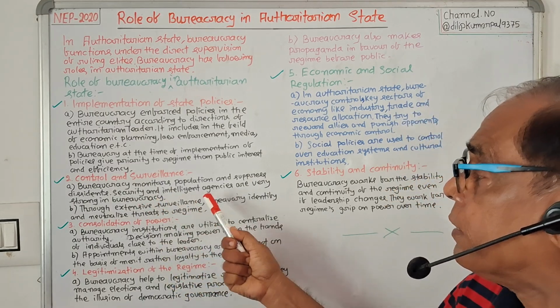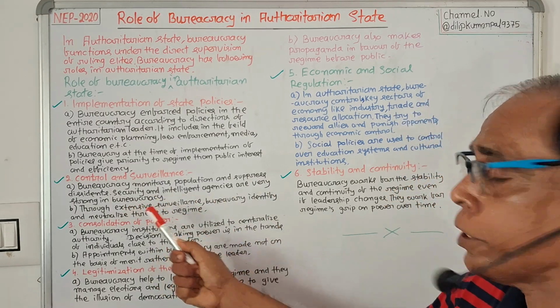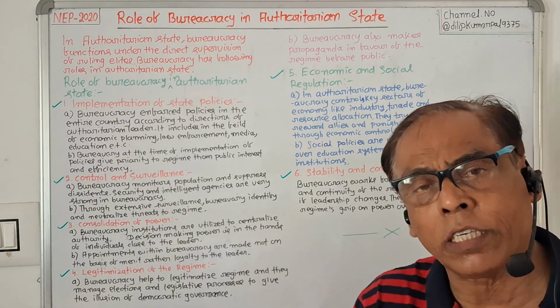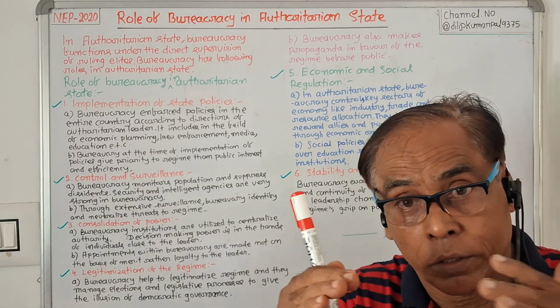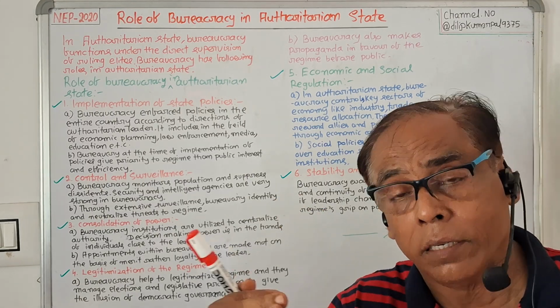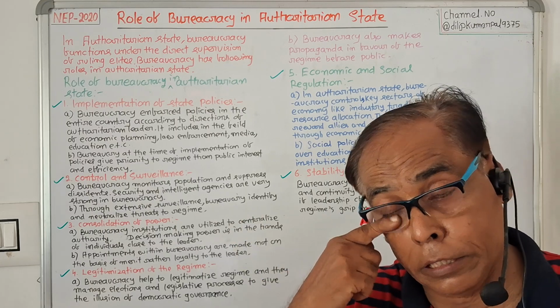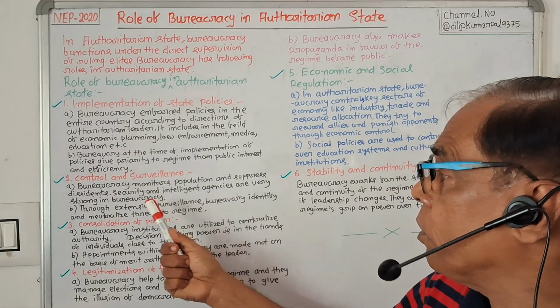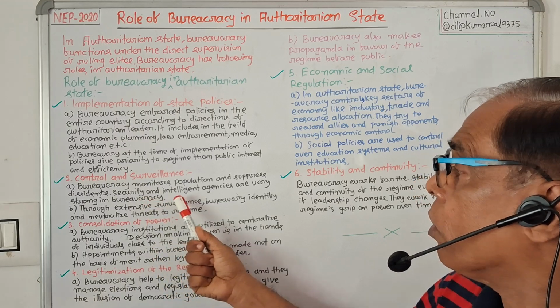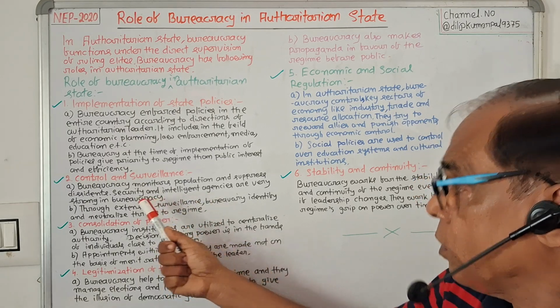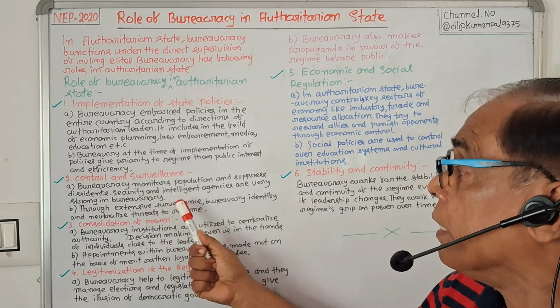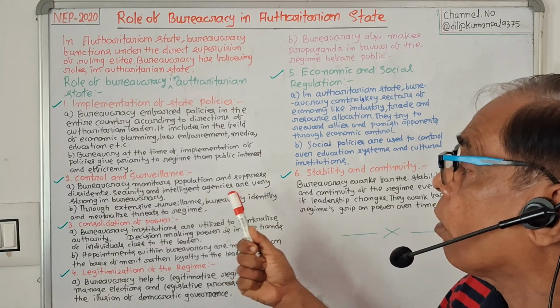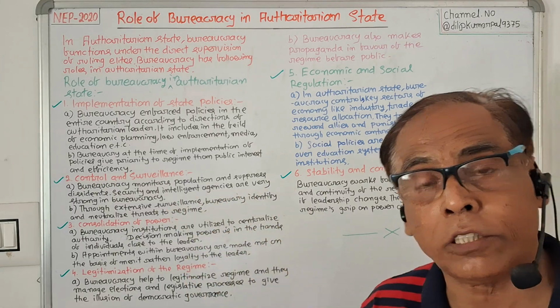Security and intelligence agencies are very strong in bureaucracy. In authoritarian state, the security and police agencies, the security and intelligence agencies, are very strong.